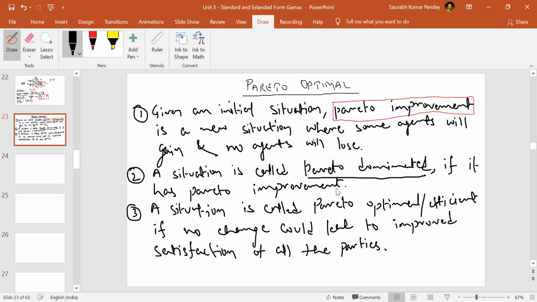Okay, now we have already discussed what is Pareto improvement and what is Pareto dominant. Now a particular situation can be called Pareto optimal or efficient if there is no change that could lead to improved satisfaction of all the parties. That means a situation is given from where you cannot improve further. If two agents are involved, both agents should improve further. If there is no improvement for both, then it is called a Pareto optimal situation.